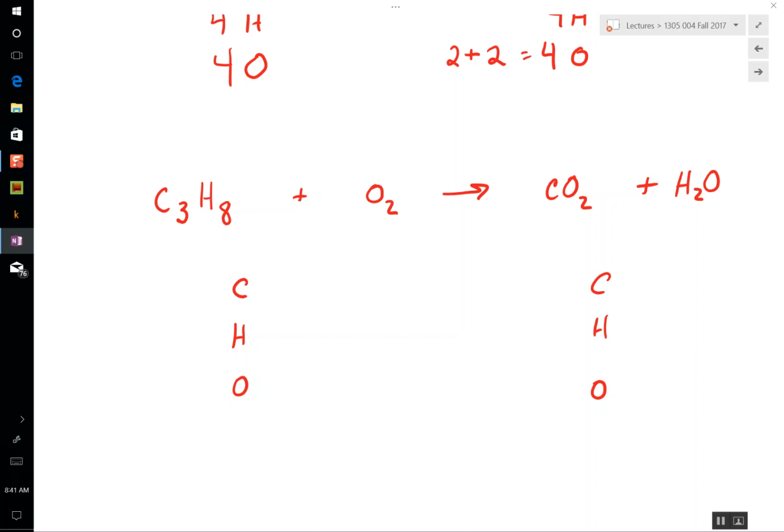All right. I look here. I've got 3 carbons, so I need a 3 right here. I've got 8 hydrogens, so I need a 4 right here, right? Four times 2 is 8. And now how many oxygens? 3 times 2 is 6 plus 4 is 10 oxygens. And so I just need a 5 right here. And it's balanced.